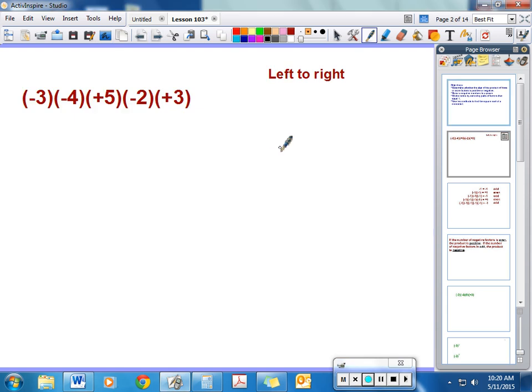Let's work with these negative numbers. When we've worked with these before, I've always told you to go from left to right, which is fine. You've got negative 3 times negative 4 is positive 12. Positive 12 times positive 5 would be positive 60. Positive 60 times negative 2 would be negative 120. And negative 120 times positive 3 would be negative 360. Now that's fine to go left to right.